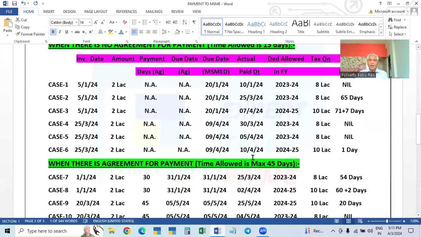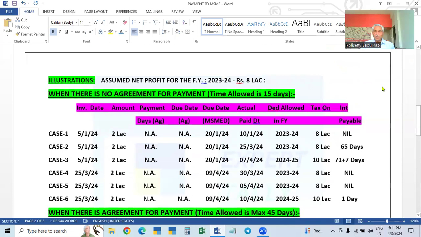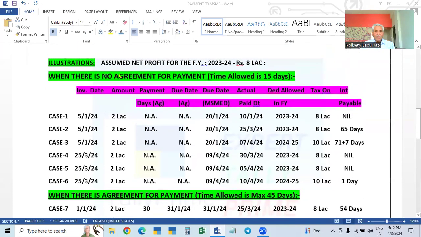Okay, now I will give an example. We take an example. See here. For example, the net profit in 23-24 is 8 lakhs, and the purchase amount is 2 lakhs. If it is allowed, tax is to be paid on 8 lakhs. If it is disallowed, 2 lakhs will be added to 8 lakhs, and on the total of 10 lakhs we have to pay the tax, plus interest also if applicable.